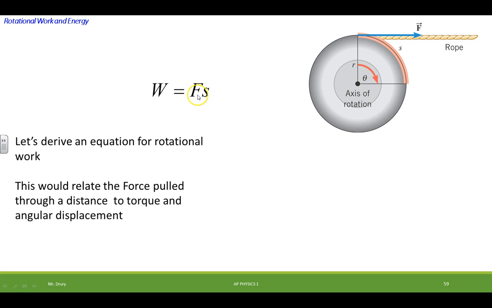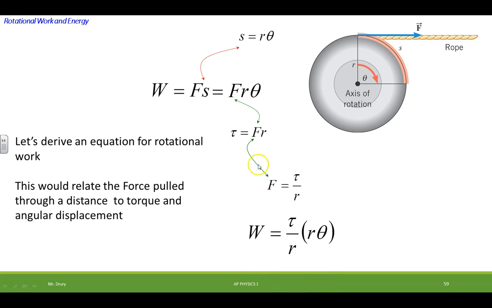So I'm going to start with the definition of work, force through the distance. And I know that this distance is the arc length, so I can actually replace it with r times the angular displacement and make this substitution. I also know that this force is involved in a torque. Torque is equal to force times the lever arm, or R. So I can then make this substitution.